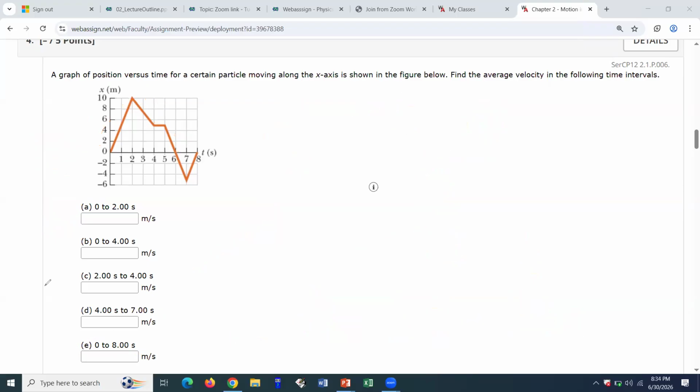Sorry, just to clarify, you said speed was distance over time, and velocity is the change in speed over the change in time. No, velocity is displacement over time. Okay?